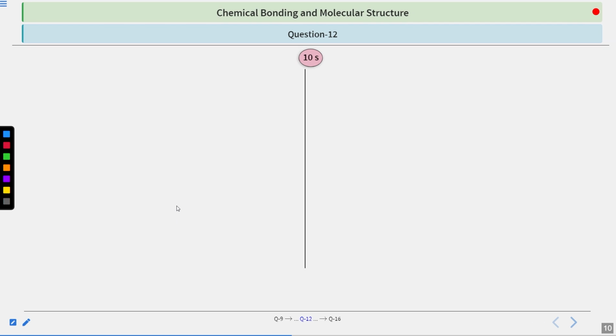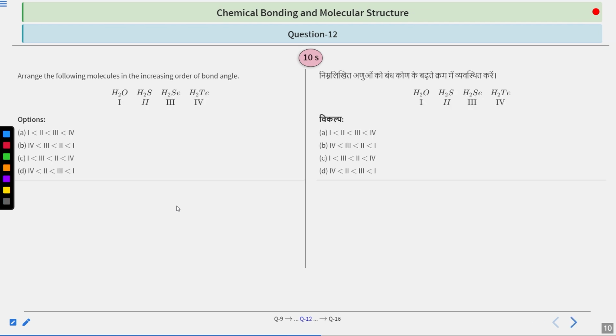Question number 12 says, arrange the following molecules in the increasing order of bond angle. Again, it's a question of bond angle. H2O first, second H2S, third H2Se, and fourth H2Te. So your options are A 1, 2, 3, 4, B 4, 3, 2, 1, C 1, 3, 2, 4, and D 4, 2, 3, 1. So you have 10 seconds to solve this question. Your time starts now.